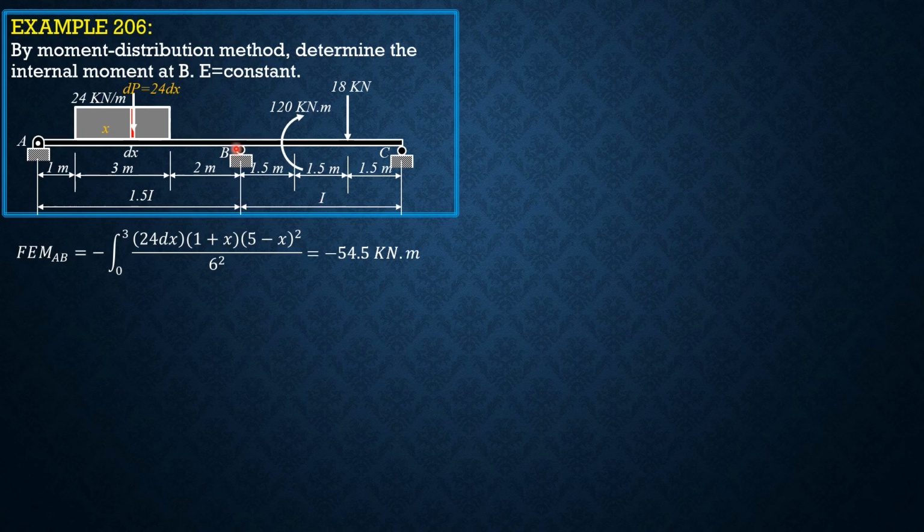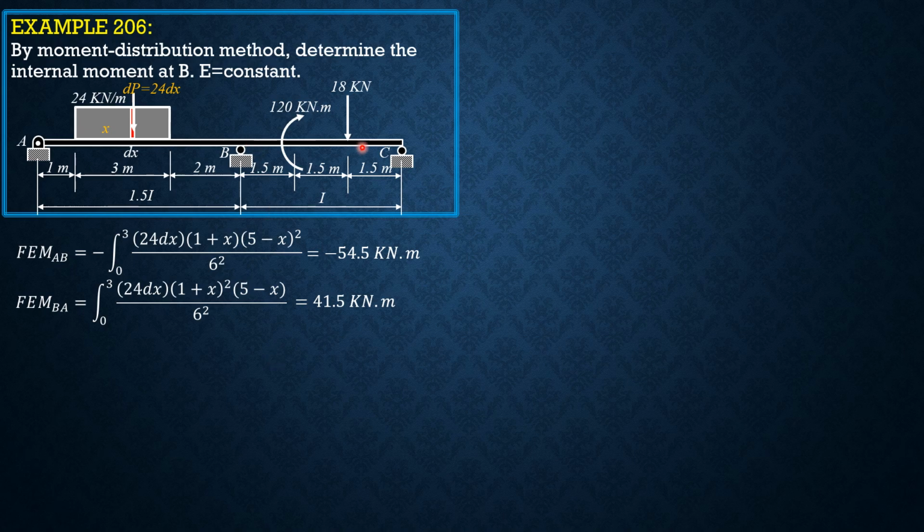Likewise, fixed moment BA is the same integral, positive (1 plus x) square, (5 minus x) raised to 1, over 6 square. So it is 41.5 kilonewton meter.